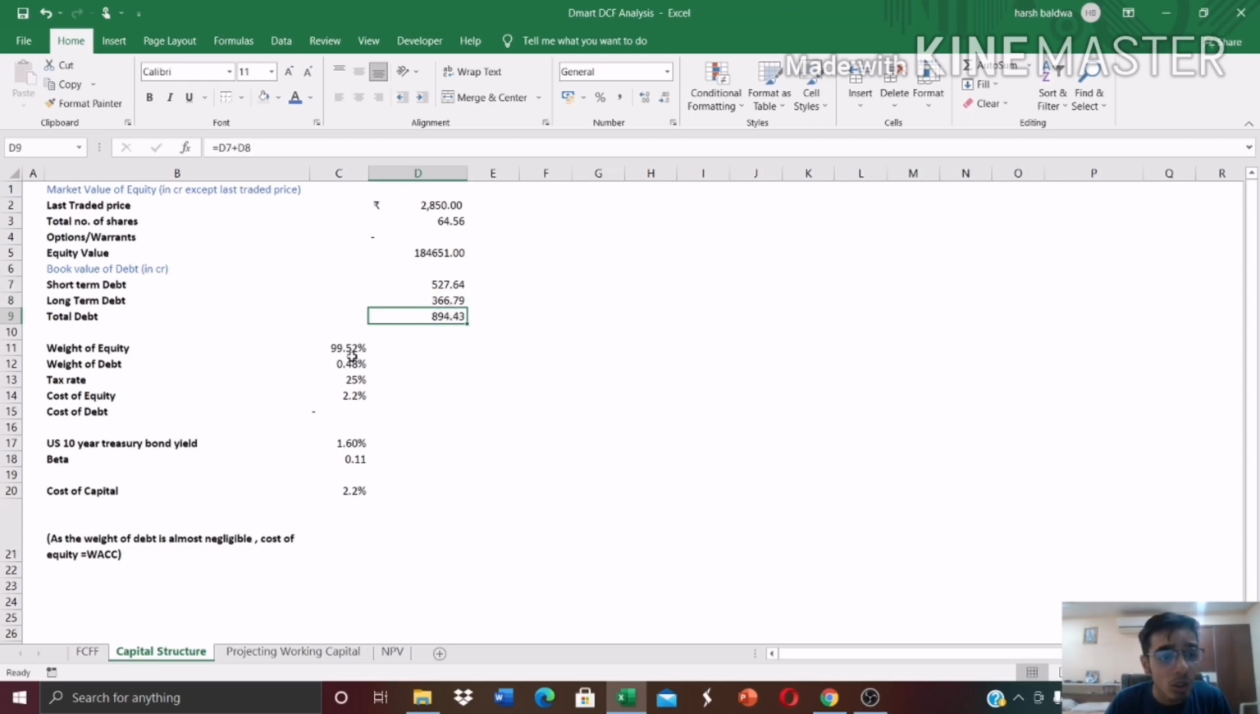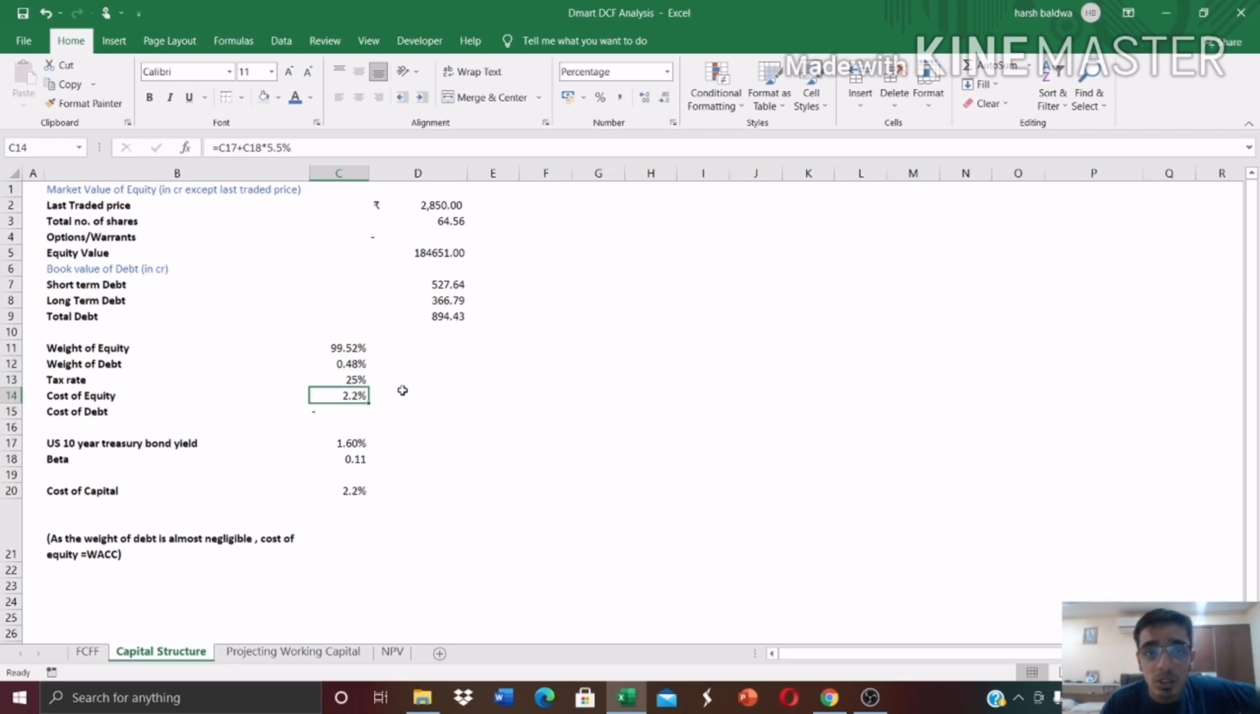894 crores. To find the weight of equity and debt, simply take the equity value divided by the total of the equity value and the debt value. You can see the formula over here, E divided by E plus D. So you can see equity constitutes about 99.52 percent of the capital structure and debt constitutes only 0.48%.